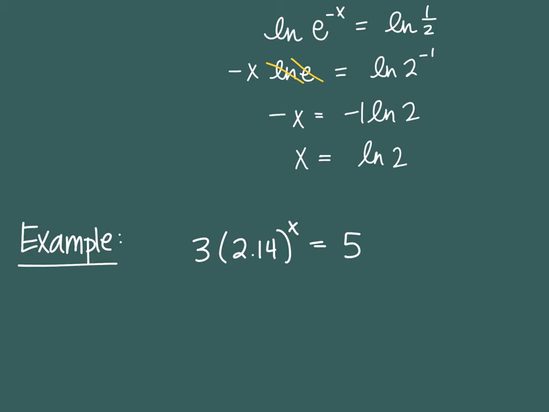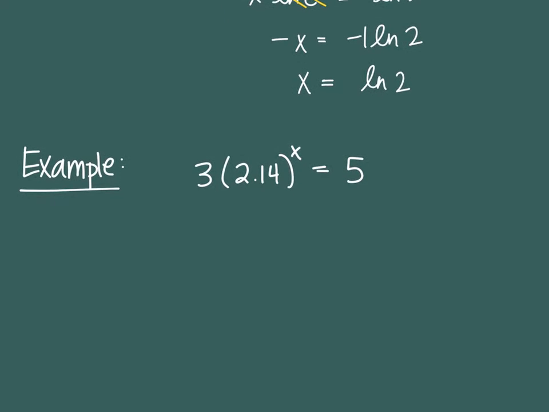Okay, Daniel C. What do I want to get rid of first, and how do I get rid of it? I'm going to get rid of that 3 first, dividing it on both sides. So that's going to give me 2.14 to the x equals the fraction 5/3.